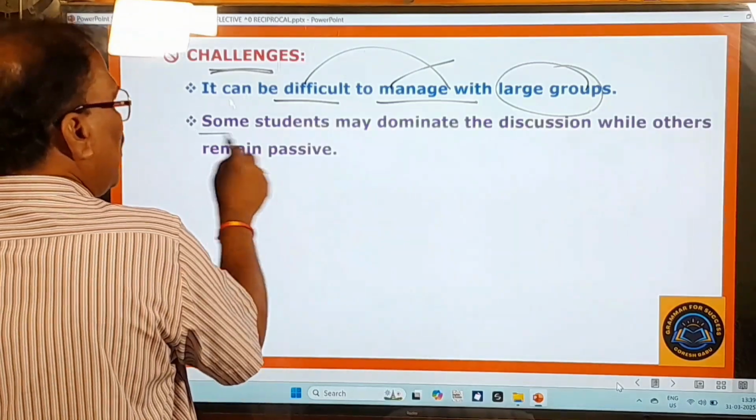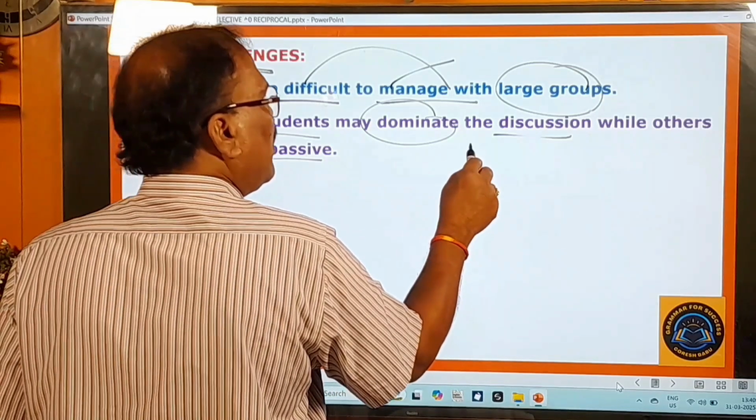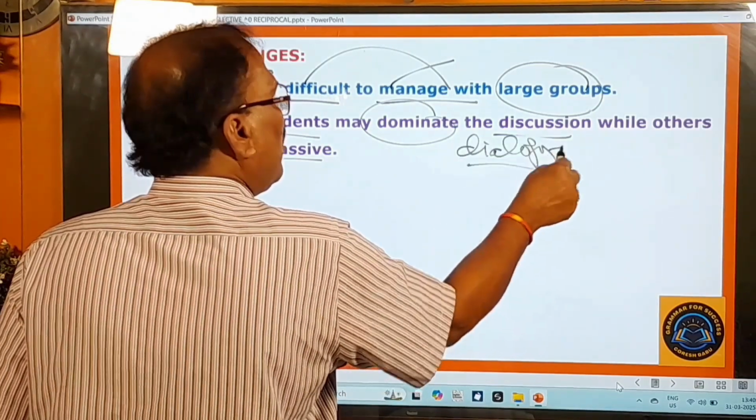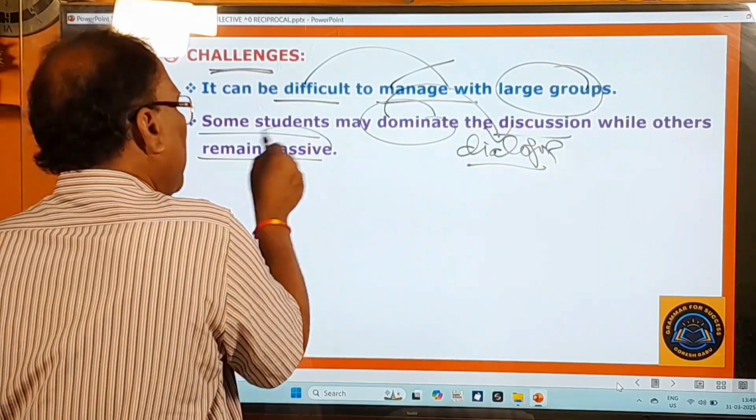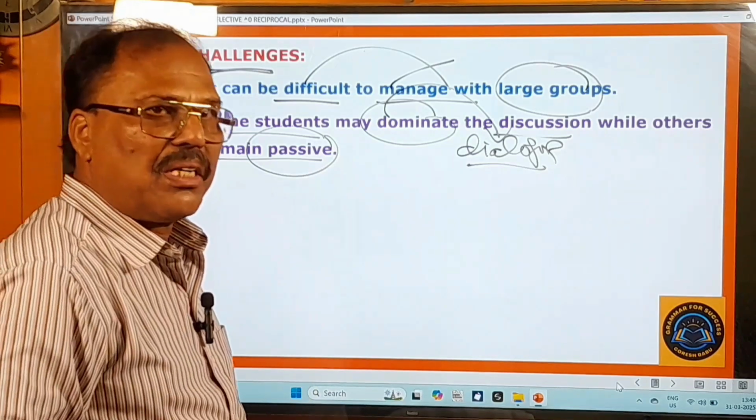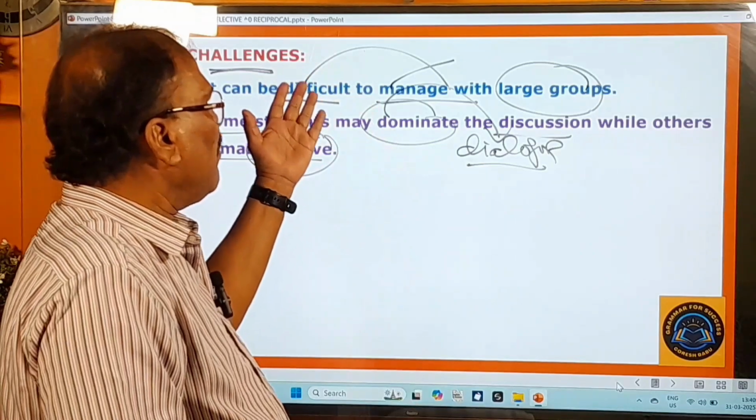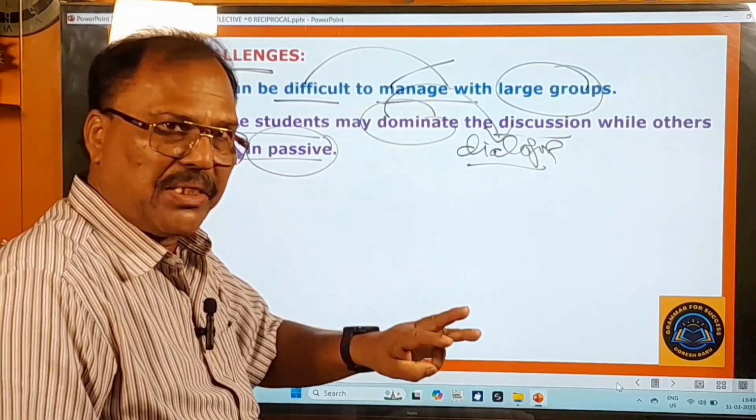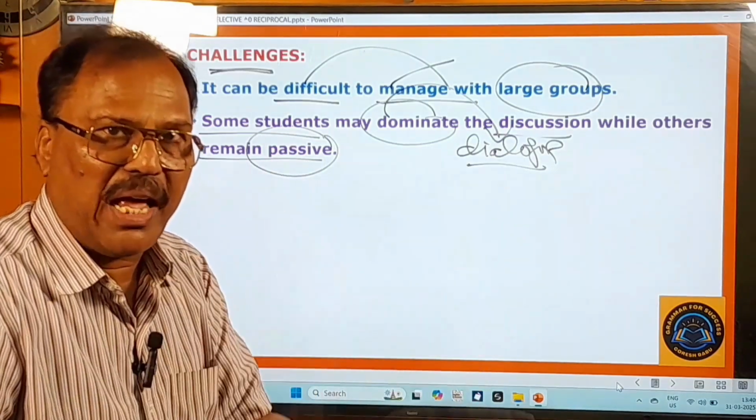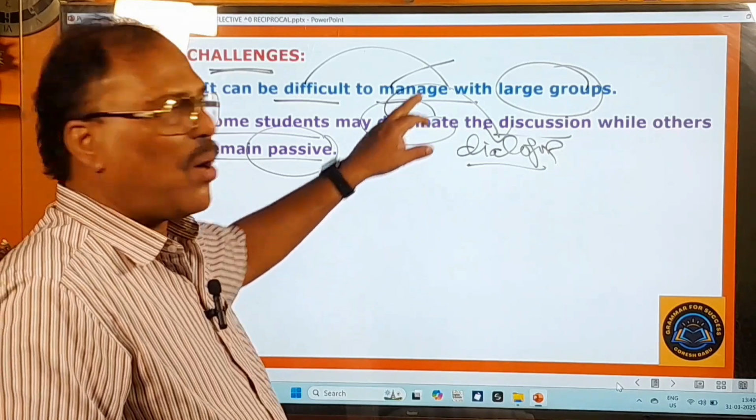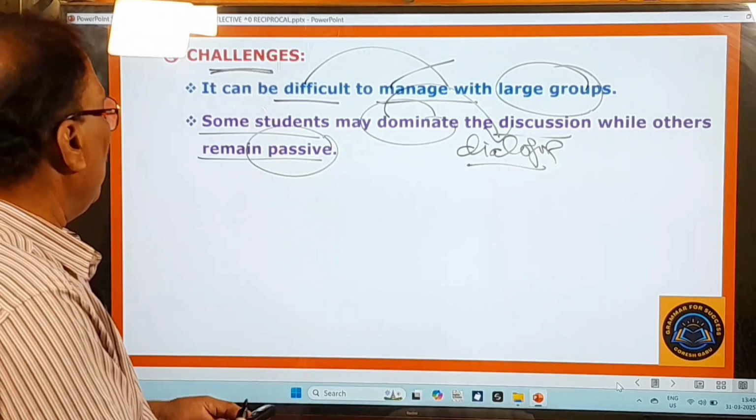And the second one is that some students may dominate the discussion while others remain passive. So when some discussion or debate or dialogue is going on, only one or two students might dominate the whole discussion, and other students might remain passive. So that kind of disadvantage is also there. So if there is a heavy strength in that particular class, it is very difficult for the students themselves to manage. Another disadvantage: when some discussion is going on in the class, only a few students will be dominating the discussion and other students will remain passive. So these are the two disadvantages here.